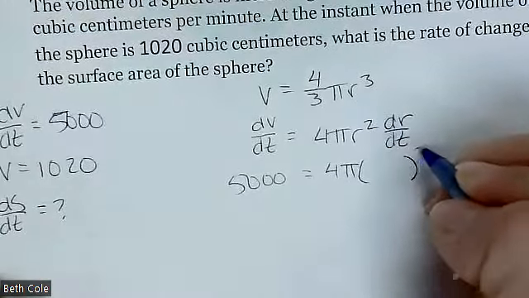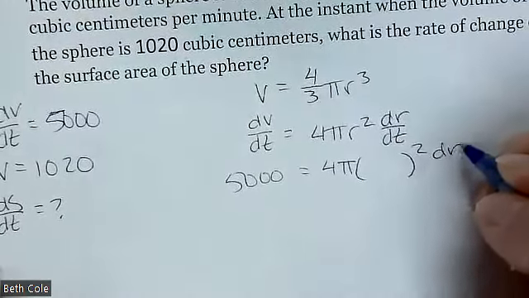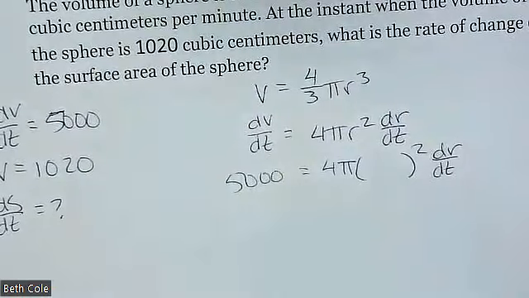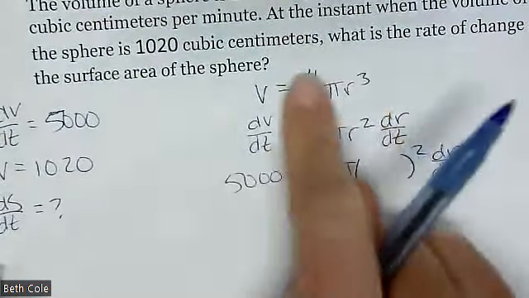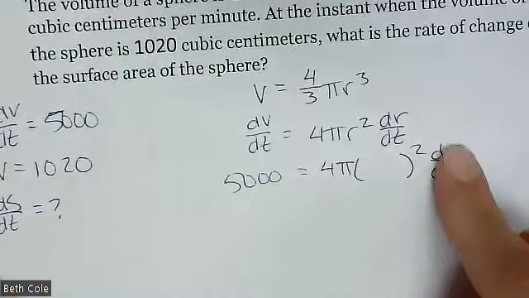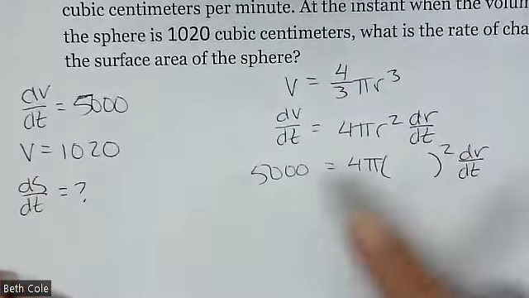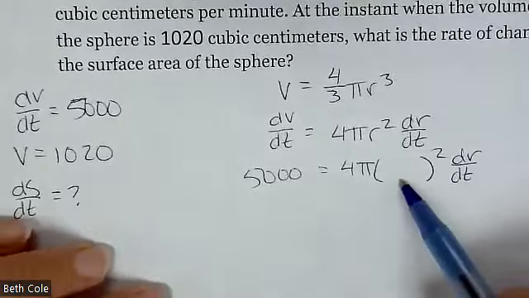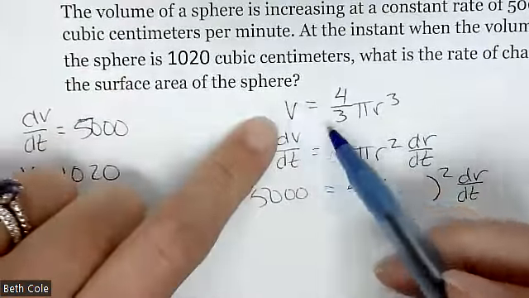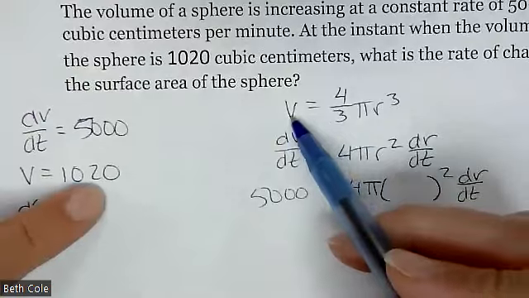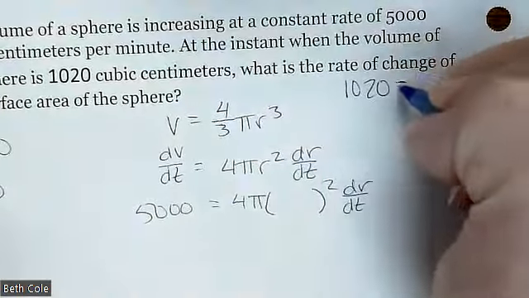I do not know r, and I do not know dr dt. This one's going to be similar to the one we just did. We're basically going to solve this volume problem to get the rate of change of r, dr dt, and then when we do surface area, we'll have that number to plug in. But I'm also missing r, so I'm going to go back to the original problem, plug in my volume was 1,020.